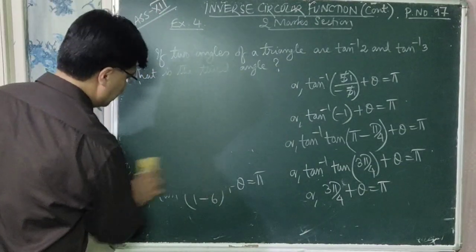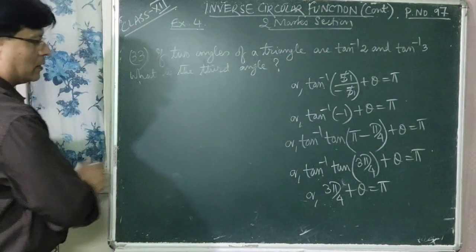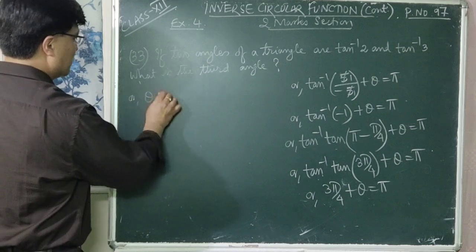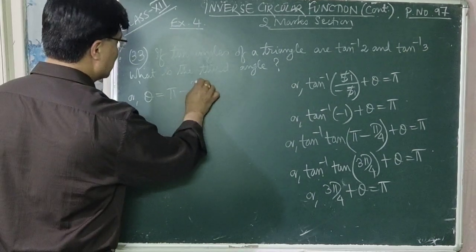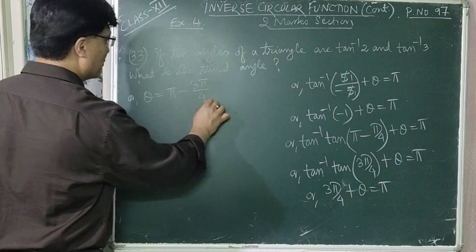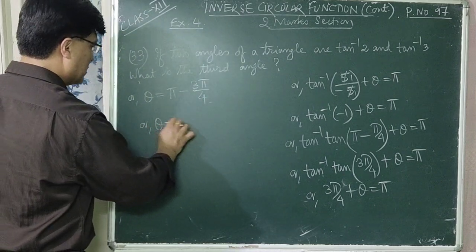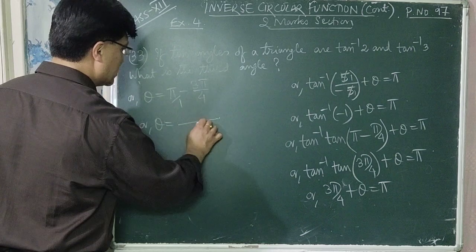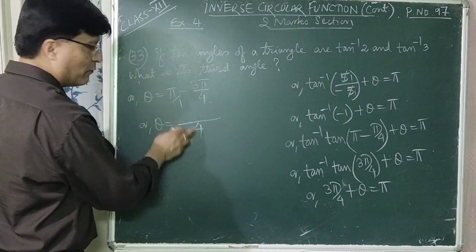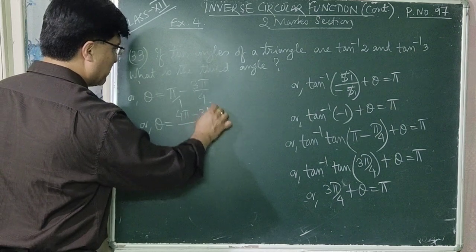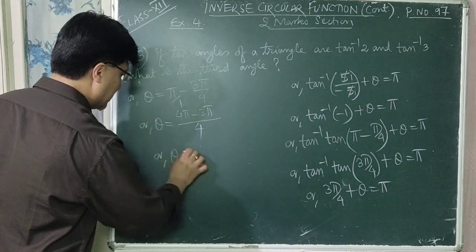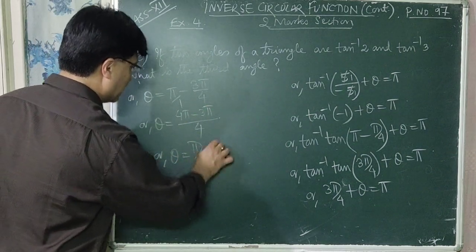Now next, what is the variable theta now? Theta is equal to pi. 3 pi by 4 taken to the right hand side becomes minus 3 pi by 4, or theta is equal to pi below which there is 1. What's the LCM here? 4. 4 divided by 4, 4 into pi, 4 pi minus 3 pi. Or what is the value of theta here? Which is equal to pi by 4.